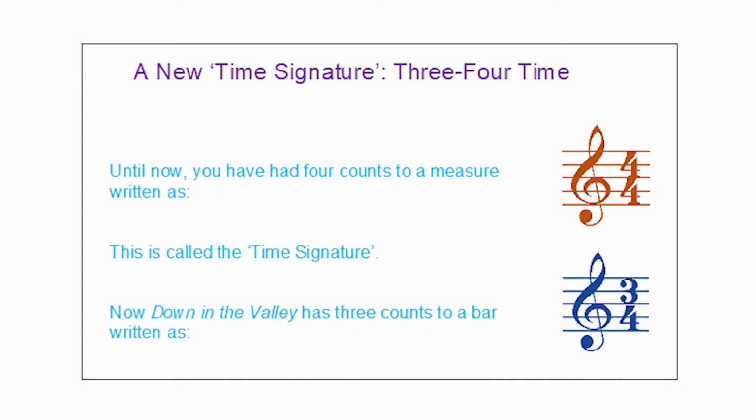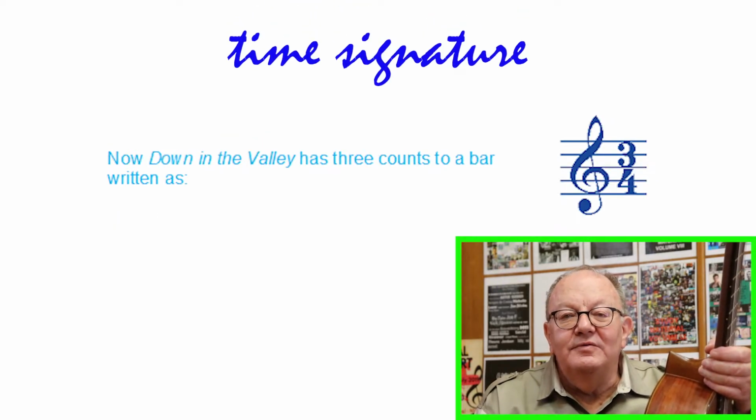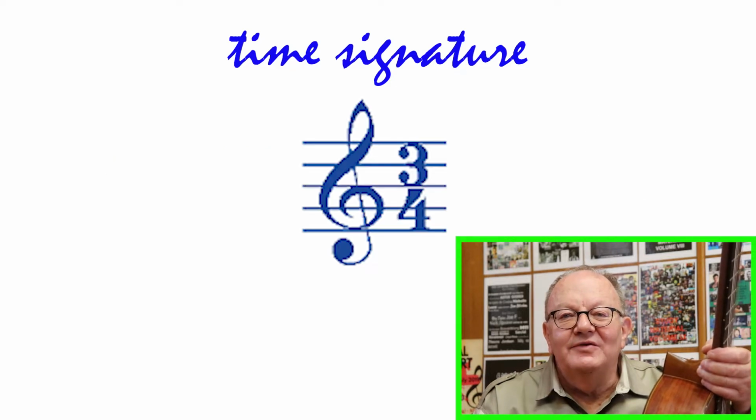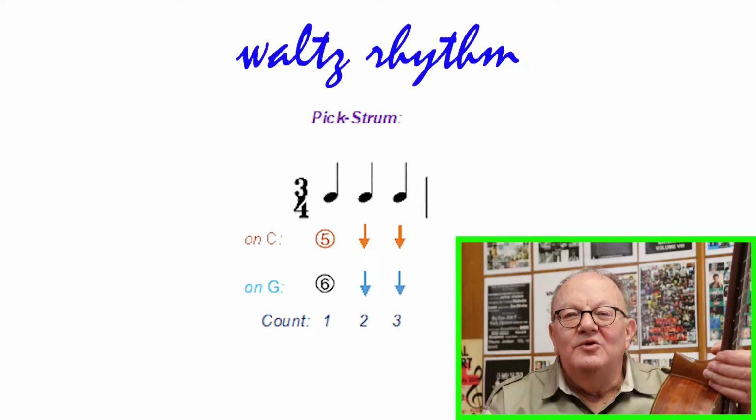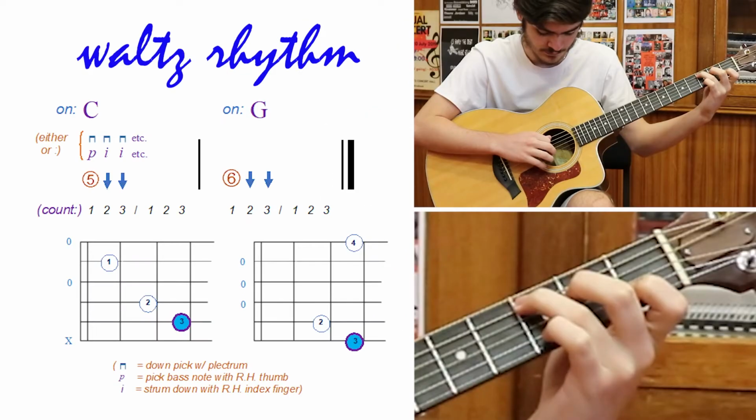Another thing you may have noticed is that Down in the Valley is in 3/4 time. A new time signature, 3/4 time. Until now, you have had 4 counts to a measure, written as 4/4, this is called the time signature. Now, Down in the Valley has 3 counts to a bar, written as 3/4. So not all songs are in 4/4 time. This 3/4 time is typical of a waltz, that boom chick chick rhythm. You can play it like so. 1, 2, 3.